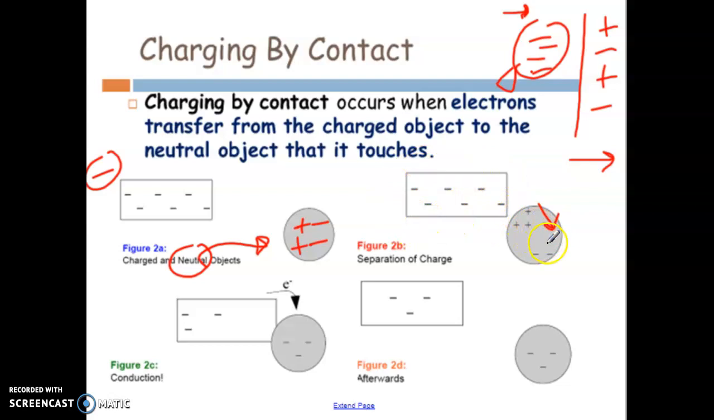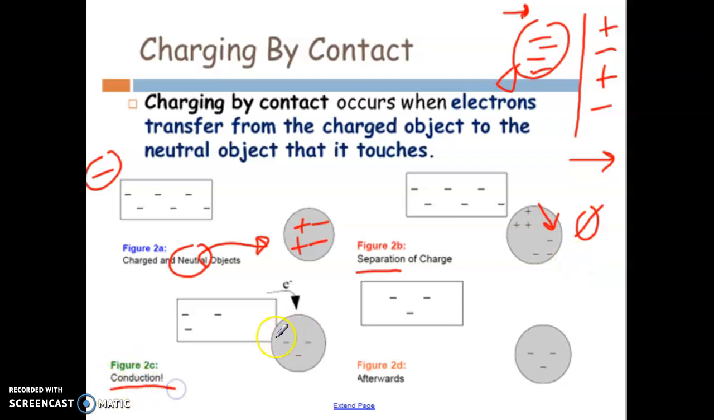So what's happening here is we are not changing this yet. So notice this is still neutral, but what you're doing is you're creating a separation. So this side of the sphere is like negative and this side is positive because the negatives that used to be here are being pushed away.